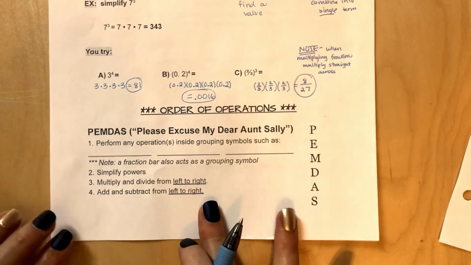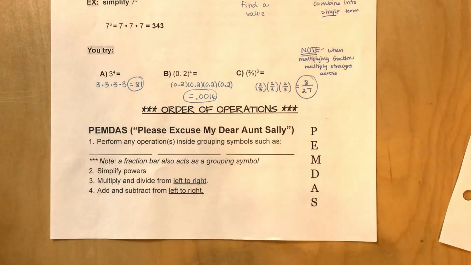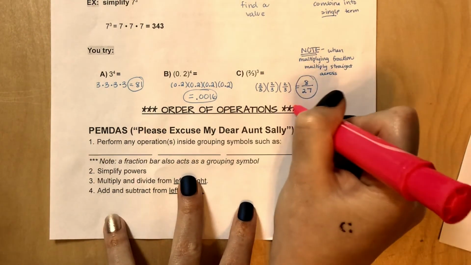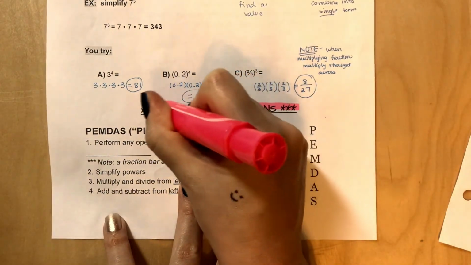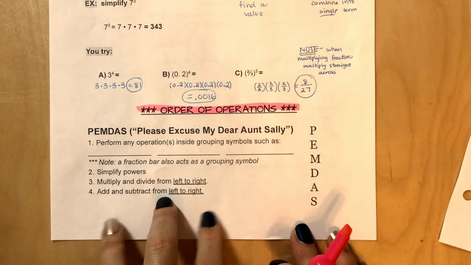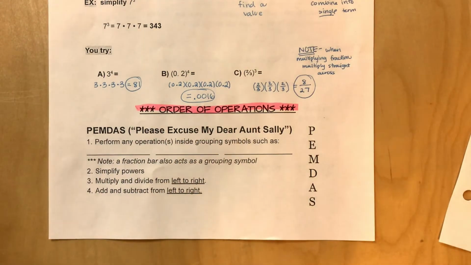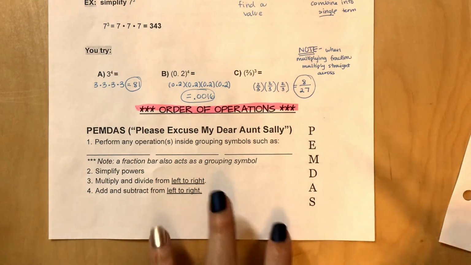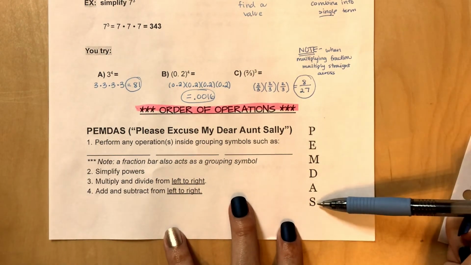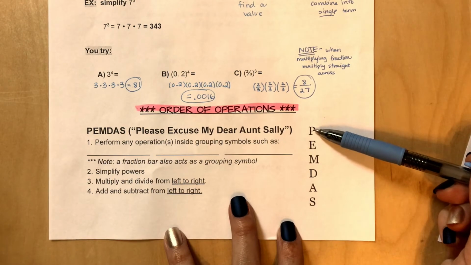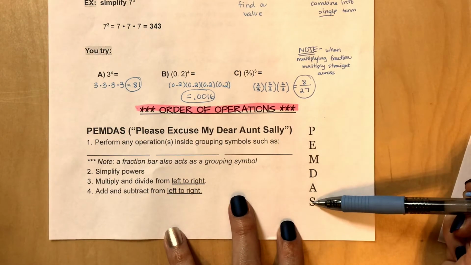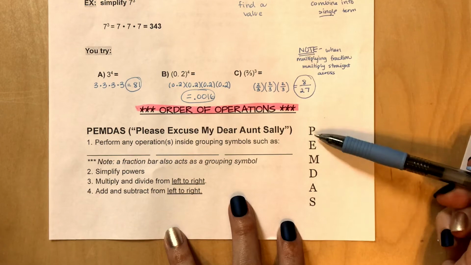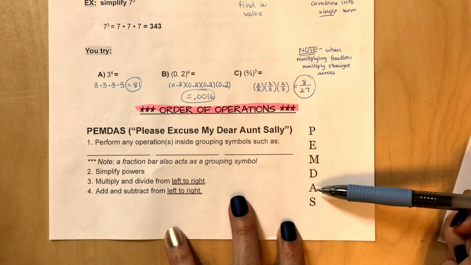So order of operations, I put stars next to it because it is really, really important, okay? Order of operations, this is huge. We're going to be using this for the whole year. Okay, so with order of operations, there's a couple ways that can help you remember. I prefer PEMDAS, that's what I say. And this is just a little acronym to help you remember it. This is what I prefer, PEMDAS.